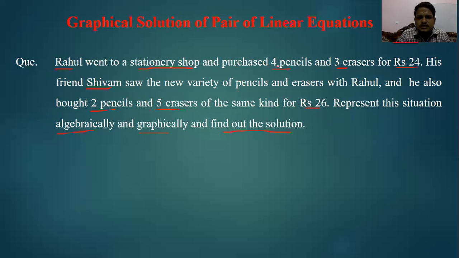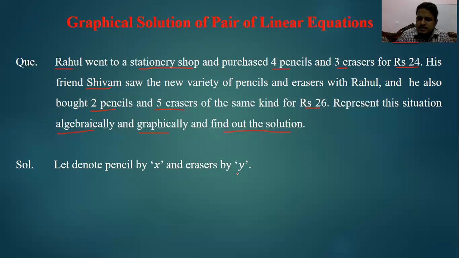First of all, we will consider a pencil and an eraser. So let us denote pencil by x and eraser by y. Rahul purchased 4 pencils and 3 erasers for 24 rupees.